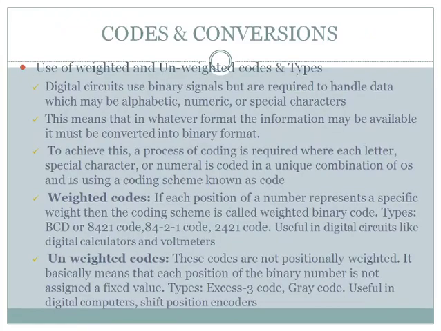So at first we will look into the classification of codes and the types of codes. Basically, digital circuits use binary signals which are required to handle data, which may be alphabetic, numeric or special characters. That means all the information that the circuits have to process may contain alphabets, both small and capital letters, numerics, and also special characters.